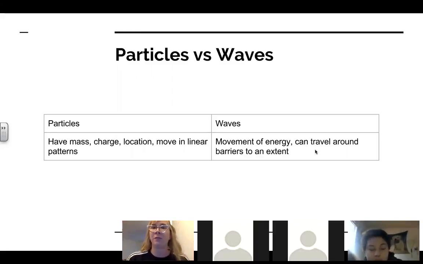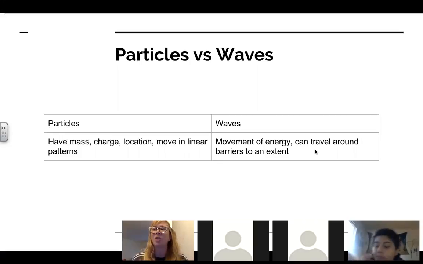Waves are a little bit different, right? Because they're a movement of energy. They can travel around barriers. So think about if you're hiding from someone, right? Even if you're hiding in a closet, you can still hear sound, right? You can hear them walking, you can hear them maybe saying your name, whatever they're doing. You can hear the sound. So even though there's a wall or a door there, the sound is able to travel around that wall. It really travels through the wall to some extent, right?